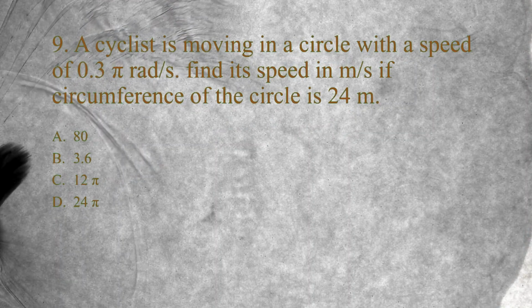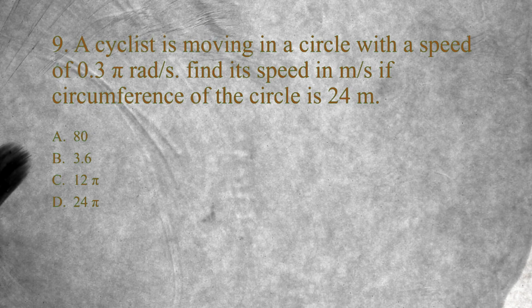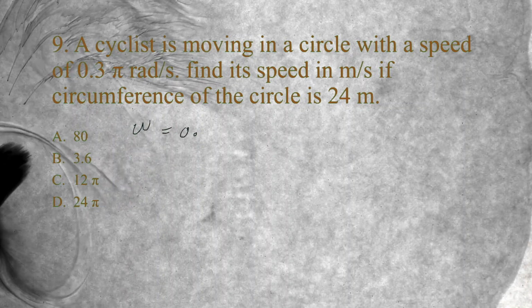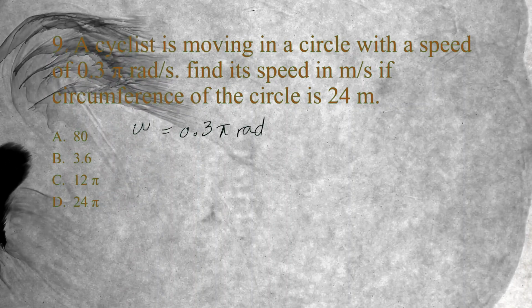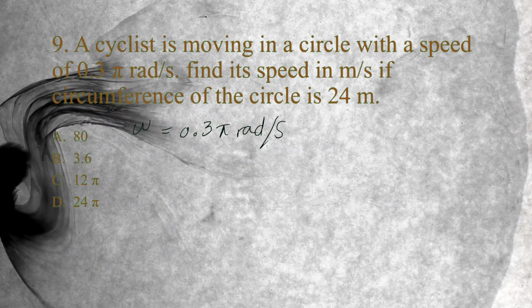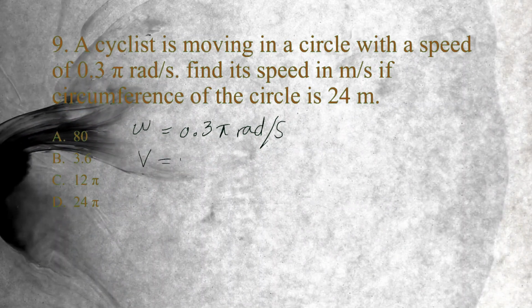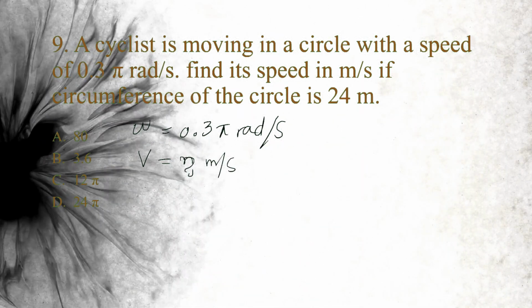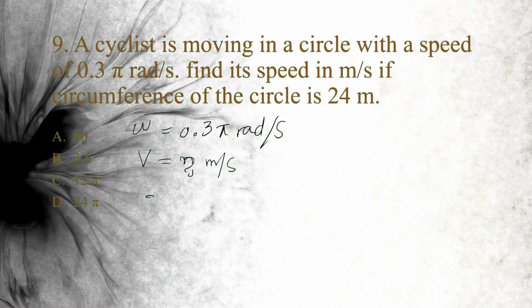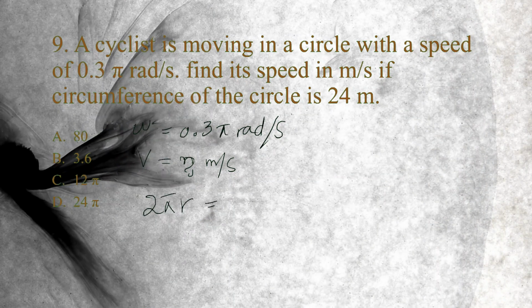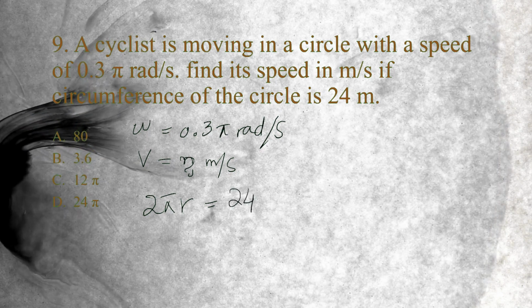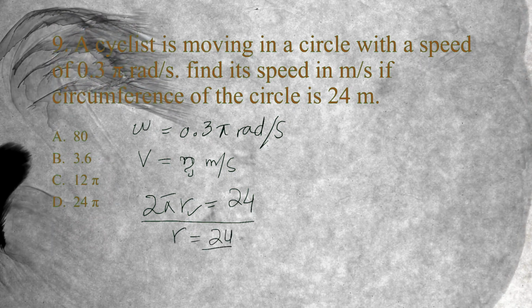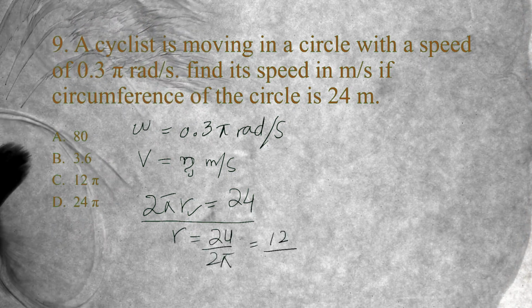So the next MCQ is, a cyclist is moving in a circle with an angular speed of 0.3 pi radian per second. Find its speed in meter per second, meaning you have to find the tangential velocity in meter per second, if the circumference of the circle is 24 meter. We know that the circumference of a circle is 2 pi r and it is 24 meter. So by this given information I can calculate r. r is equal to 24 divided by 2 pi, so it will be 12 upon pi.